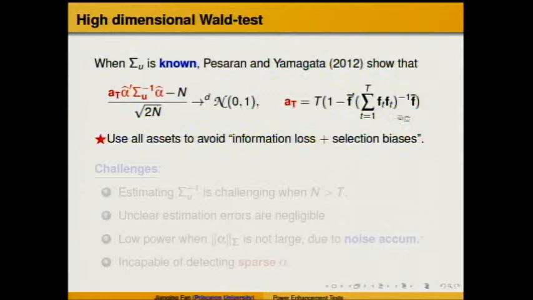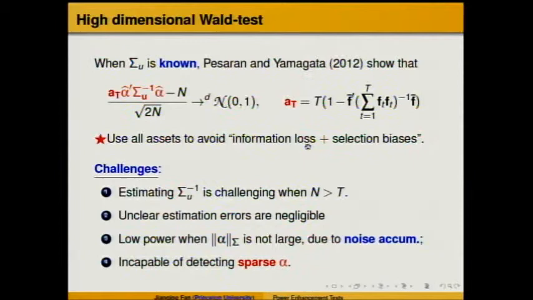So you could construct a Wald type of statistic, and we know that a Wald type of statistic, when the degrees of freedom are large, is approximately normally distributed with mean and variance 1. This method certainly avoids information loss and selection biases, but there are a number of challenges associated with it too. First, you have to estimate a large covariance matrix, let's say 500 by 500, of these idiosyncratic errors. Second, it's unclear that when you estimate this, which we assumed known, the estimation error is negligible. And third, there is still an error accumulation, a noise accumulation issue, because you estimate so many alphas.